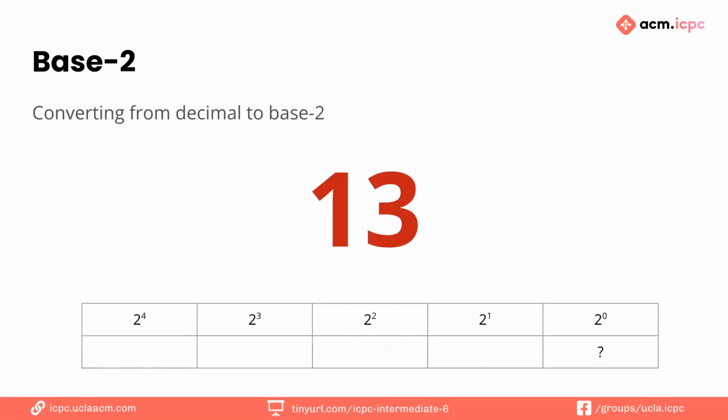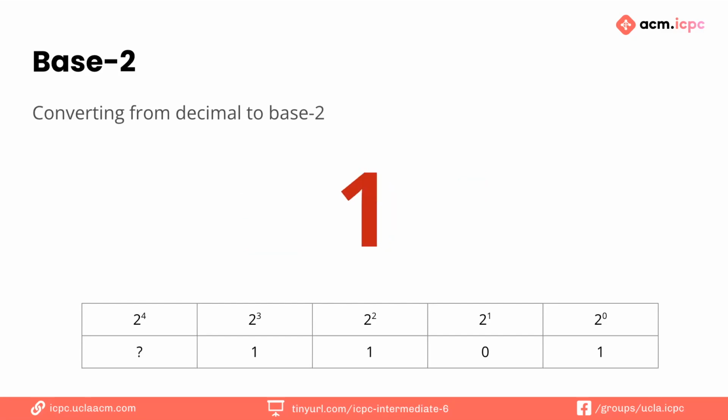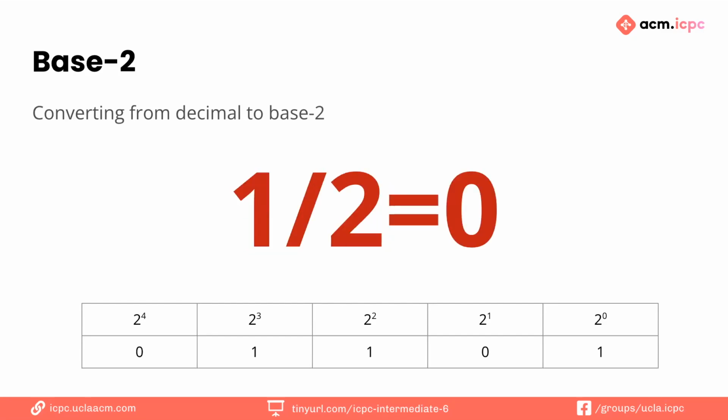And we convert from decimal to binary by taking the modulo of 2 and dividing by 2. For example, for 13, modulo 2 is 1, and 13 divided by 2 is 6. And 6 modulo 2 is 0, so the second digit is 0. And 3 modulo 2 is 1. And 1 modulo 2 is 1. And eventually we'll get 0. So the binary of 13 is 1101.